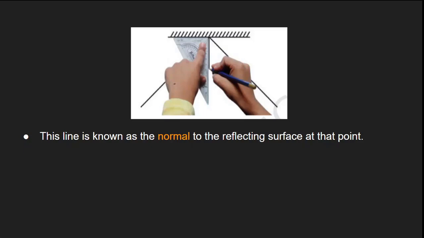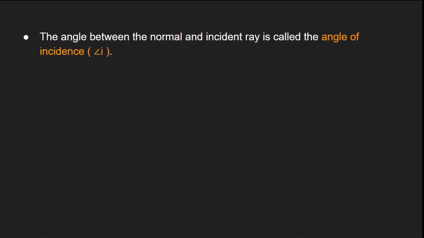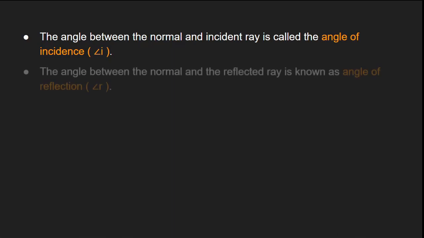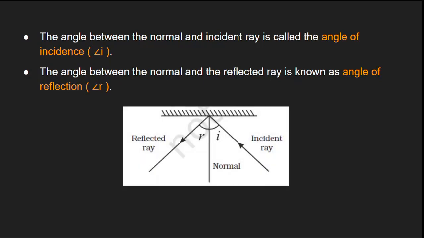Now this line is known as the normal to the reflecting surface at that point, as you can see in the image. Now the angle between the normal and the incident ray is known as the angle of incidence. The angle between the normal and the reflected ray is known as the angle of reflection, as you can see in the image. So the angle between the incident ray and the normal is the angle of incidence, and the angle between the normal and the reflected ray is the angle of reflection.